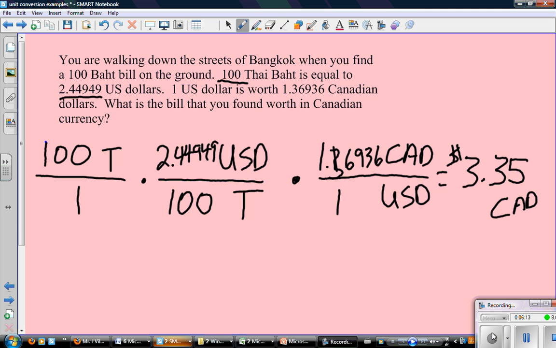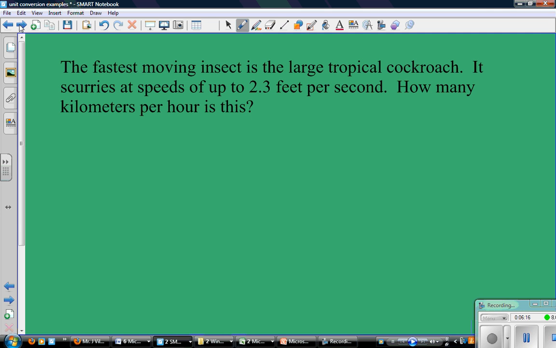Okay, our next example actually makes use of some of the units we'll see in physics. So we have a speed, and it's in feet per second, and it asks you to convert this to kilometers per hour. Now, anytime we use imperial measurements, I will give you the ratio. So I'm just going to write that on the board here.